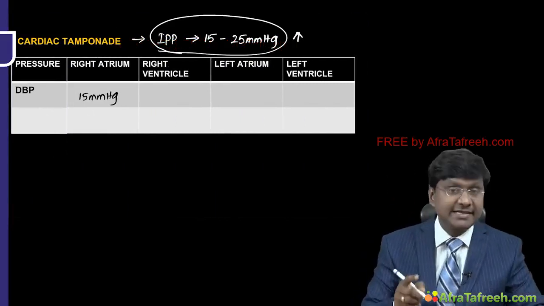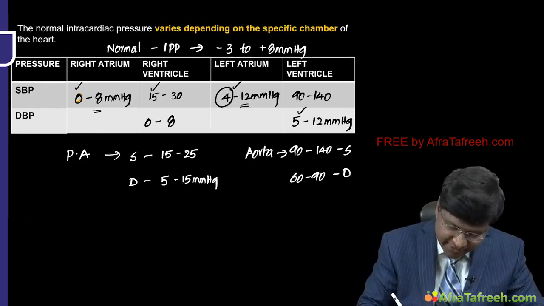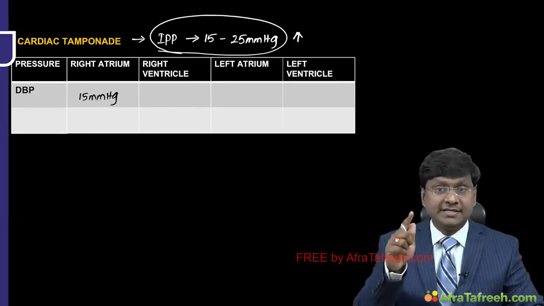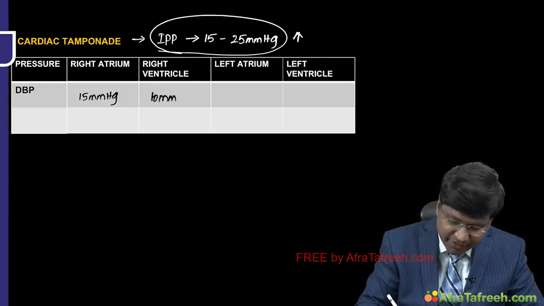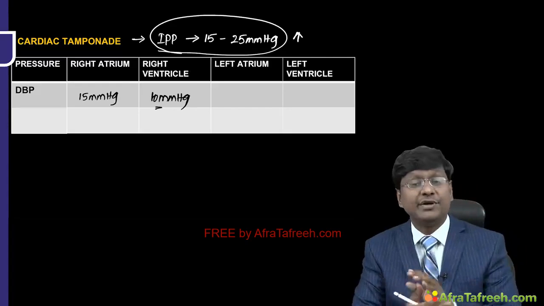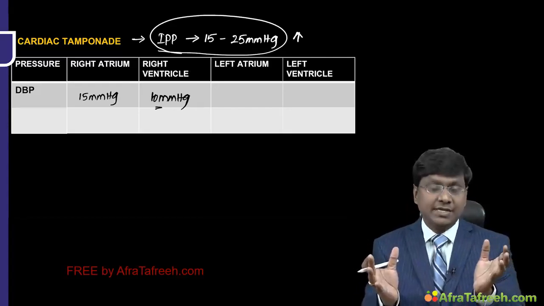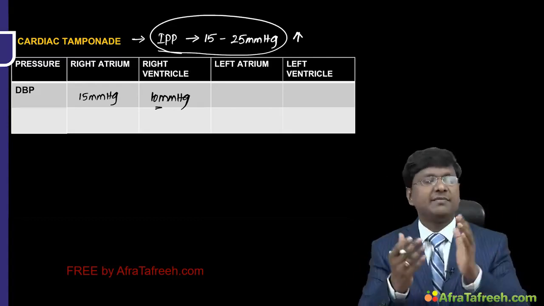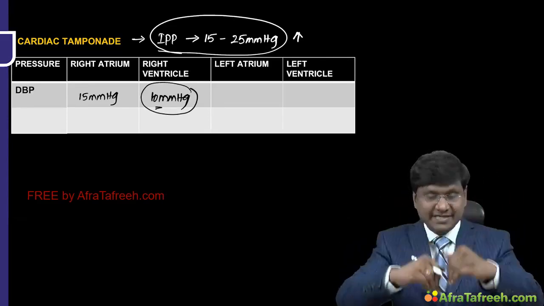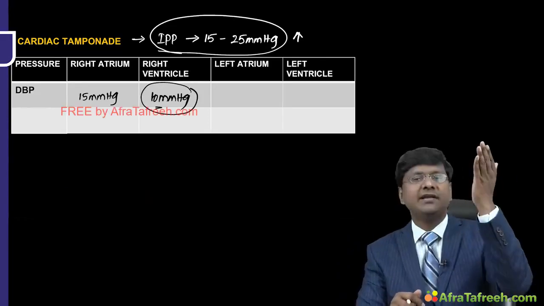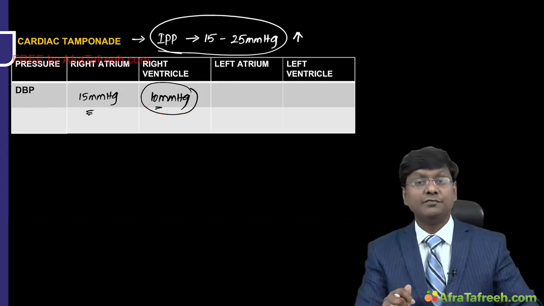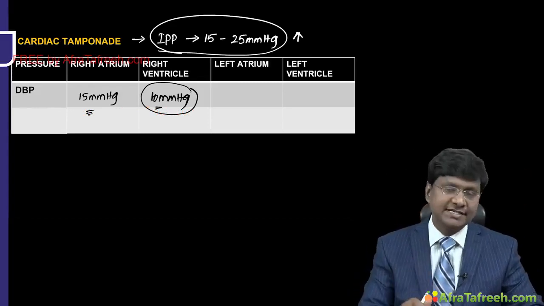I'll tell you. In the right ventricle, how much is the pressure during diastole? It is 0 to 8 millimeters of mercury. But in cardiac tamponade, it goes up to 10 millimeters of mercury. Normal is 8, and it is increased to 10. Why? Because if the right ventricle has to relax, it has to increase its pressure, since the surrounding pericardial pressure is also elevated. Now, because the right ventricular pressure is high, the right atrium, in order to send blood into the right ventricle, also has to increase its pressure. That is the reason why the pressure within the right atrium has increased up to 15 millimeters of mercury during the diastole of the right ventricle.